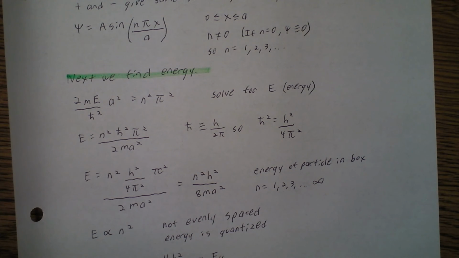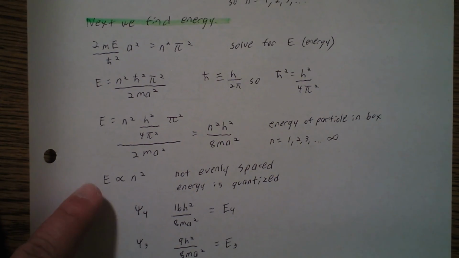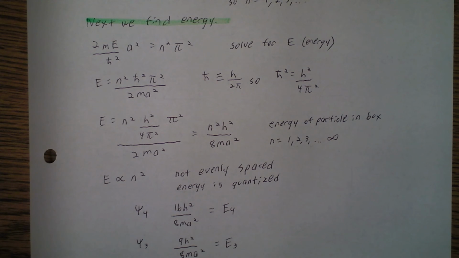So that's the formula for energy of a particle in a box. And it works whether n is equal to 1, 2, 3, 4, etc. But it has to be an integer, all the way to infinity. So we get E is proportional to n squared. So you'll notice these energy values you can have are not evenly spaced. But this does show that energy is quantized, just like before.